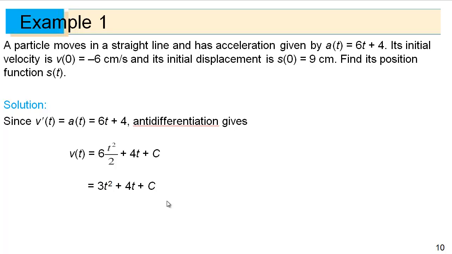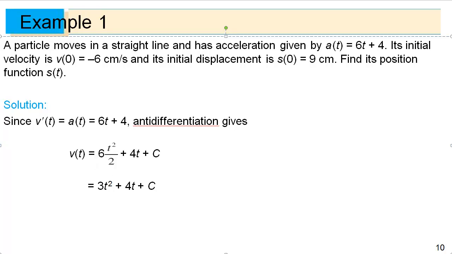Very quickly and easily, we just anti-differentiate 6t plus 4. We use the power rule, and we know this goes up to t squared over 2. This constant just becomes a t, right? It basically goes from t to the 0 to t to the 1 over 1. And then we slap on a c, and then we clean it up, right? 6 divided by 2 is just 3, and we get that equation for velocity.